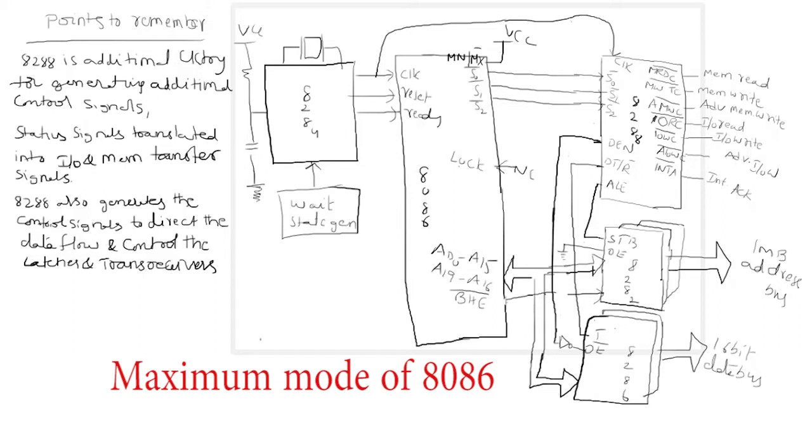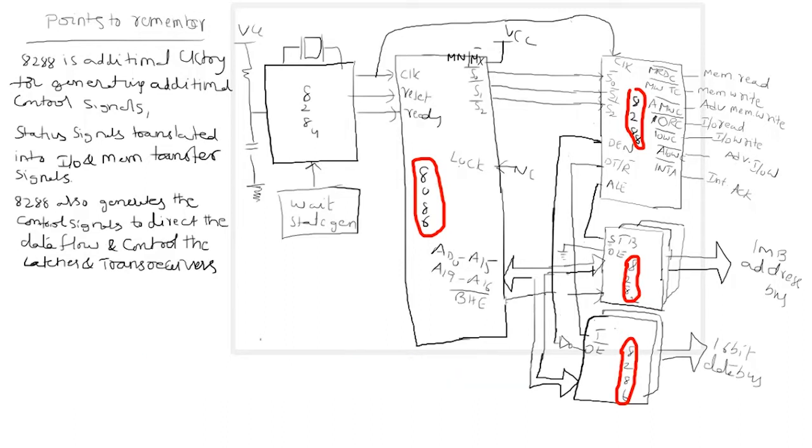Let us have a look at this block diagram, which comprises the 8284, the 8086 microprocessor, and the 8288 bus controller. Additionally, we are connecting the 8282 latches and the 8286 transceiver. In the previous classes up to the minimum mode configuration, the 8282, 8286 and 8284 were connected to the 8086, as we have seen so far.